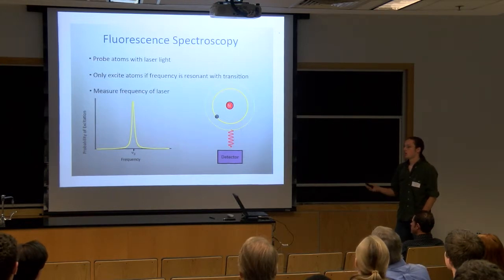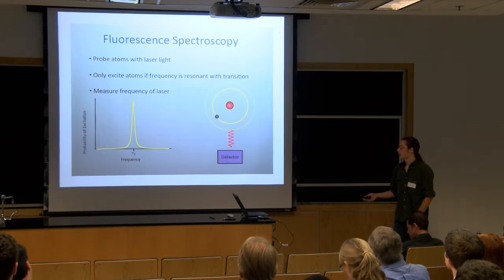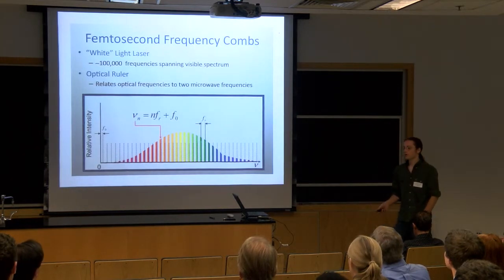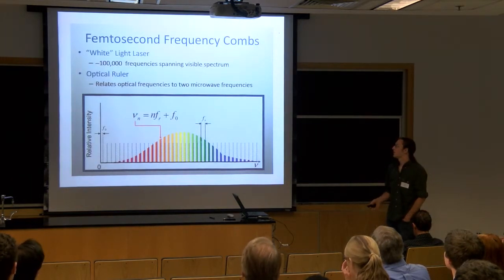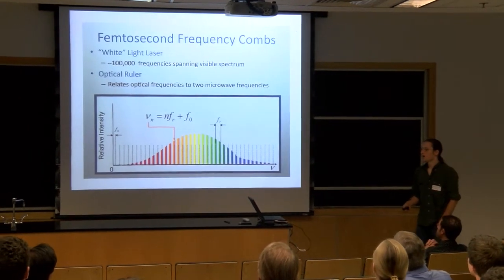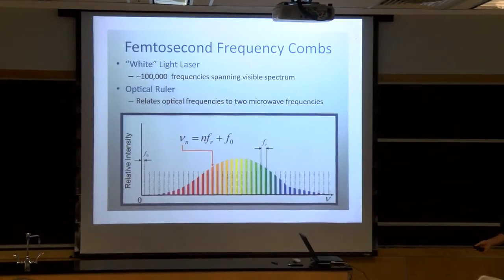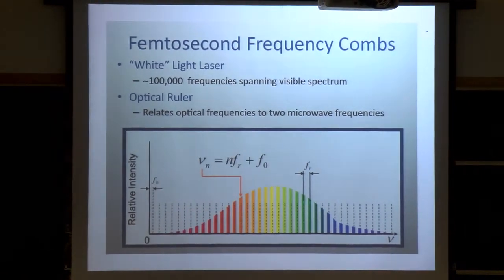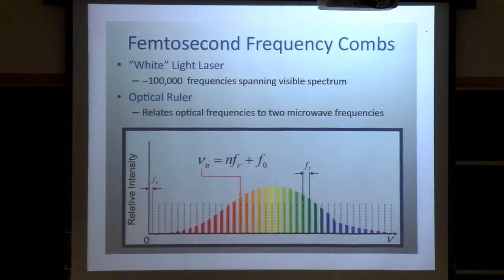So now that we know where our transition is, the important part is figuring out what's the frequency of the laser, and that's actually the hard part. So how do we do this? We use a femtosecond frequency comb, which is what could be called a white light laser, meaning it has over 100,000 different frequencies spanning the visible spectrum. So this means that the entire spectrum is contained in one laser. This is important as it allows us to measure the frequency of our single mode laser by referencing it to this comb.